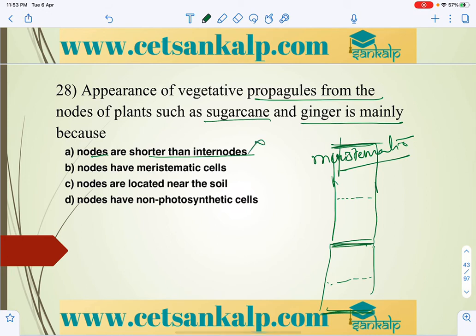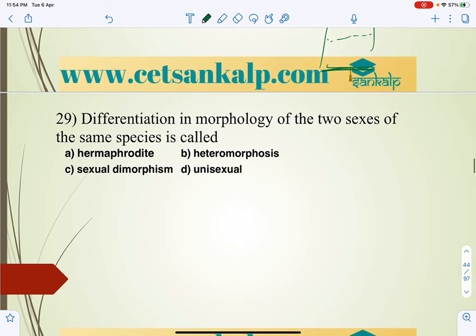Nodes are meristematic cells, and nodes are located near the soil? No, they are generally located at the points where nodes and internodes meet. Not here, that is where nodes and internodes will be. The nodes have non-photosynthetic cells? No, they are photosynthetic. That is why meristematic. So B is the answer.